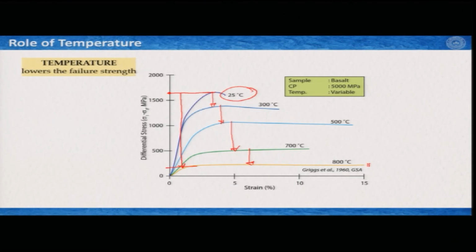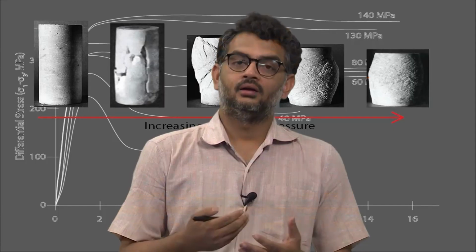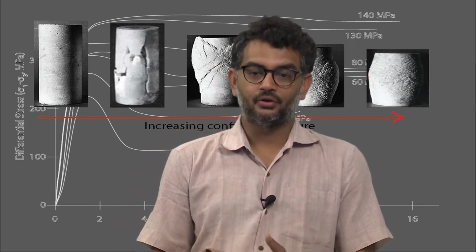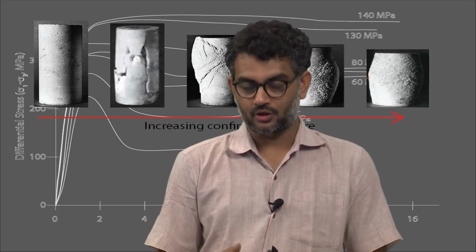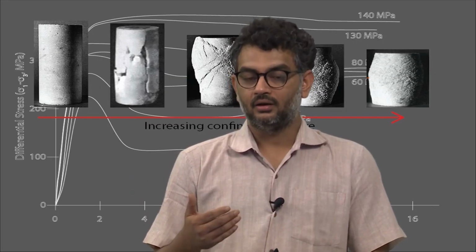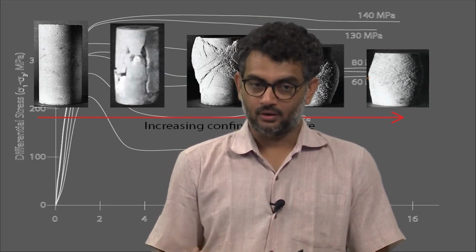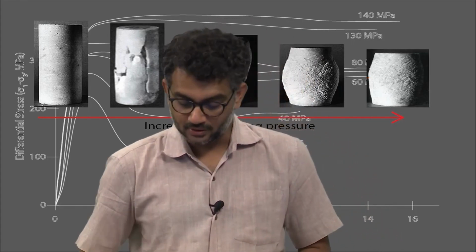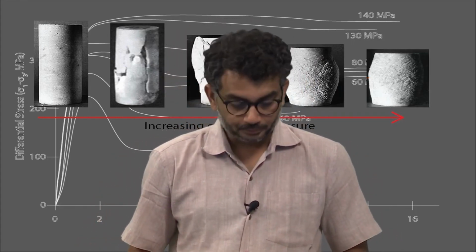So, you can conclude from this plot that rocks have lower failure strength when you increase the temperature, or it flows at low pressure, low differential stress when the temperature is much higher.